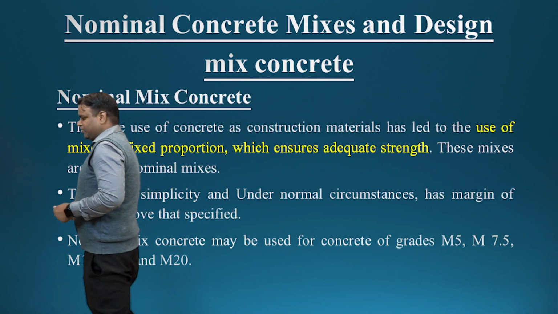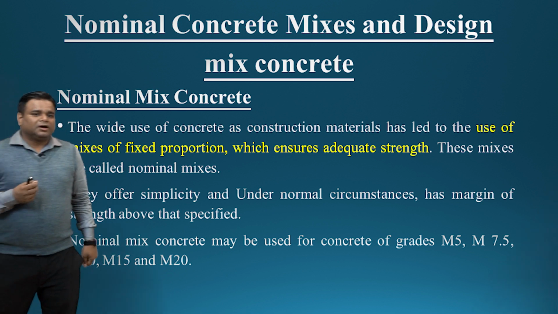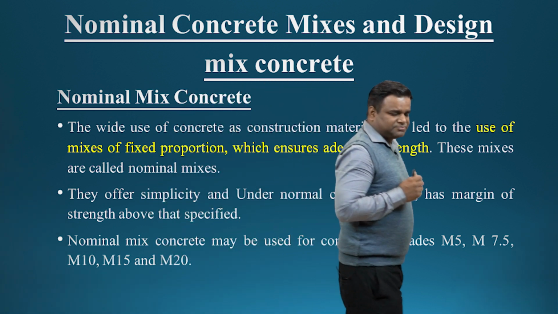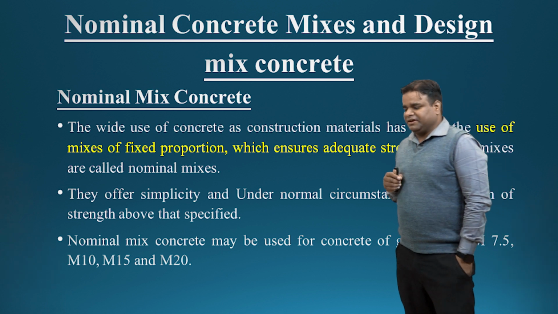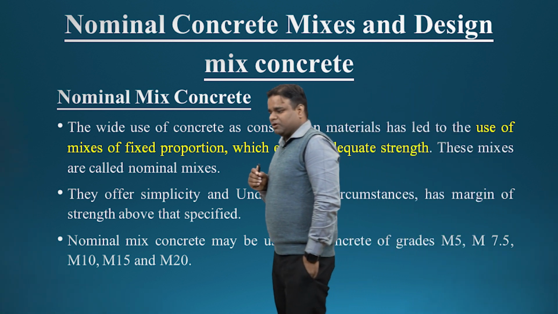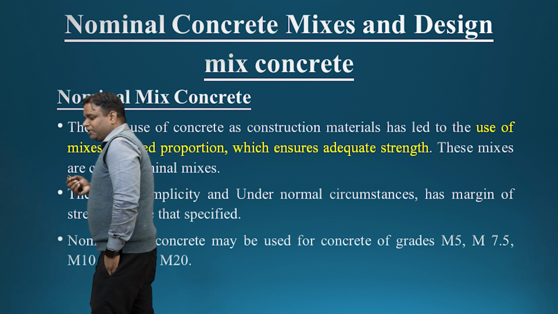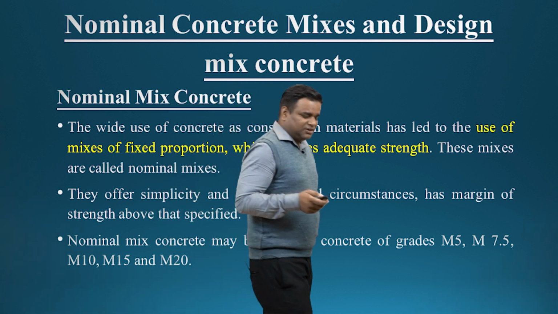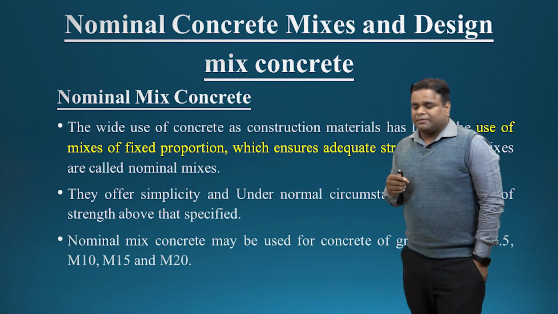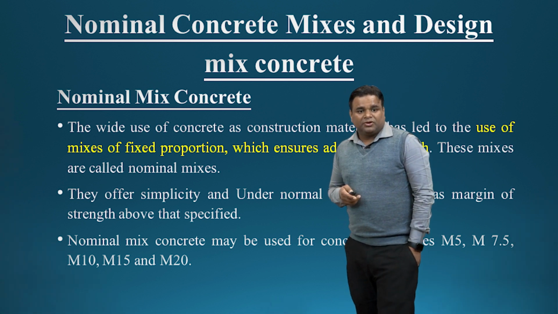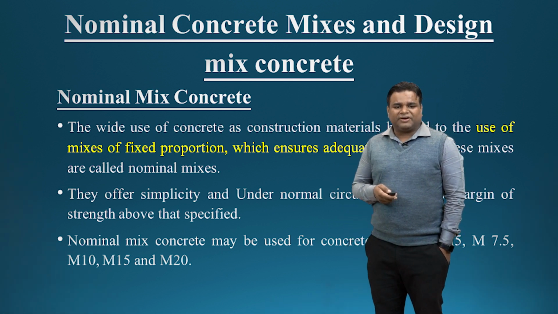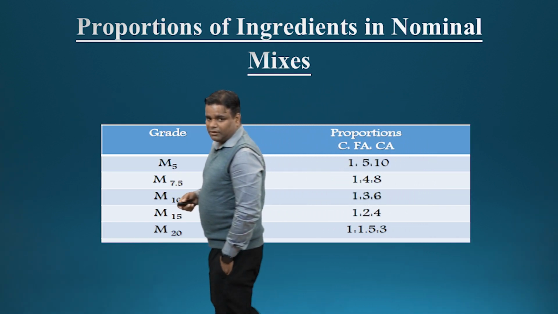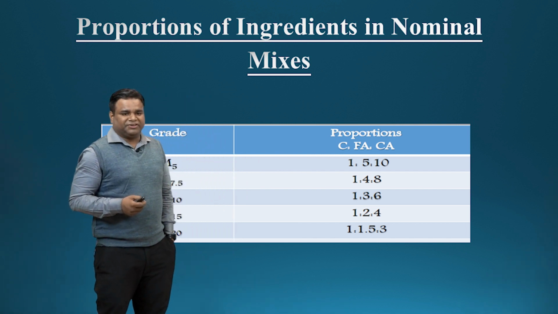When we go for a fixed proportion of the concrete mix, that is the nominal mix. When you use a mix of fixed proportion, just like we have M15 grade of concrete with a fixed proportion, and M20 with a fixed proportion, this mix is called the nominal mix, in which the proportions of the ingredients are fixed. The nominal mix can be used for M5, M7.5, M10, M15, M20. These are the grades of concrete where the mix proportions are fixed.